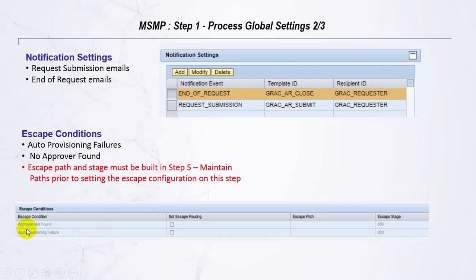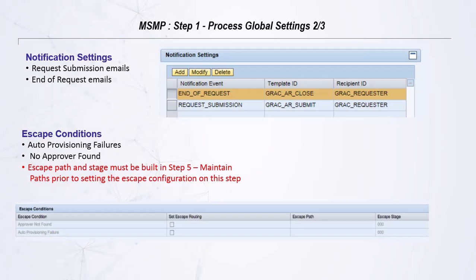Unless it notifies us, we have to go and check the request and analyze the audit log. Then we have to understand the issue. It will be time consuming. So instead of that, we will enable approver not found. The second condition is auto provisioning failure. This is where so many scenarios come into the picture in auto provisioning failure.